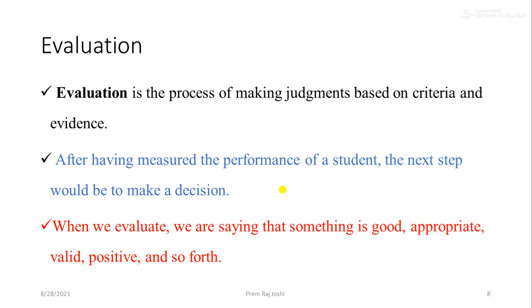For example, if a student got marks below 20 percent, the student will be given E grade, and the teacher will judge the student as a poor student or weak student. So this is the kind of evaluation. After having measured the performance of the student, the next step would be to make a decision. When we evaluate, we are saying that something is good or appropriate.